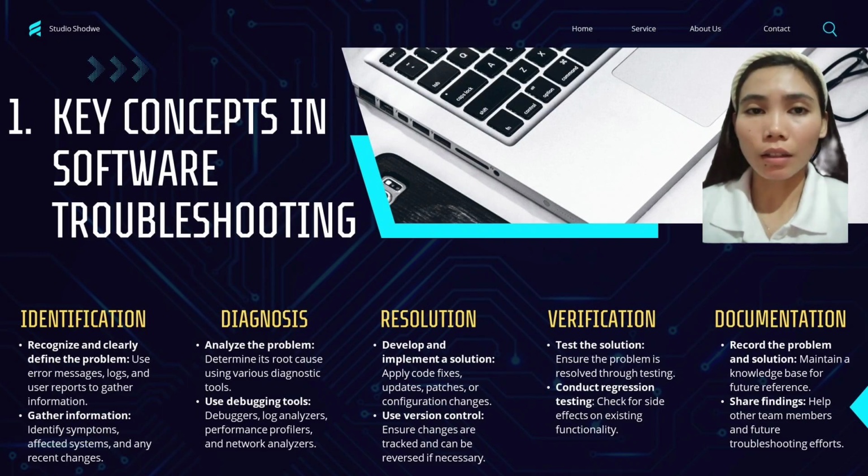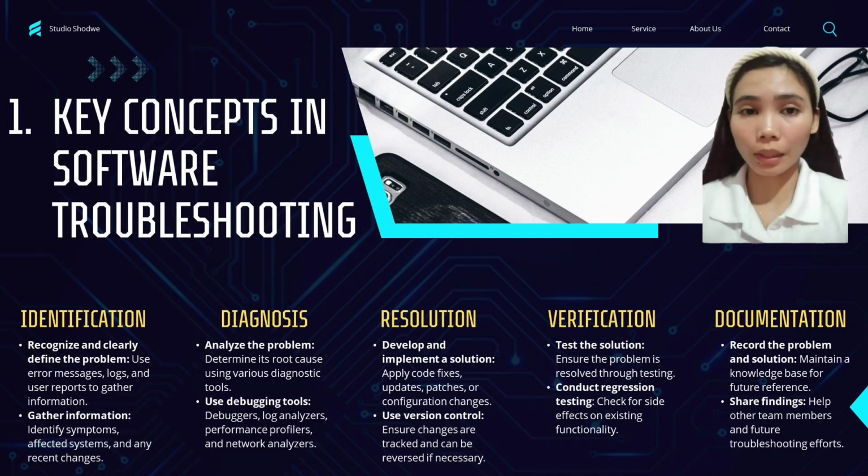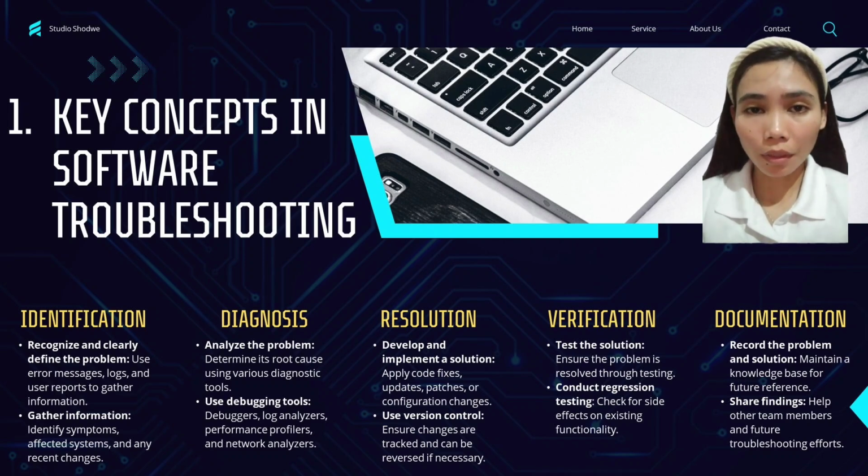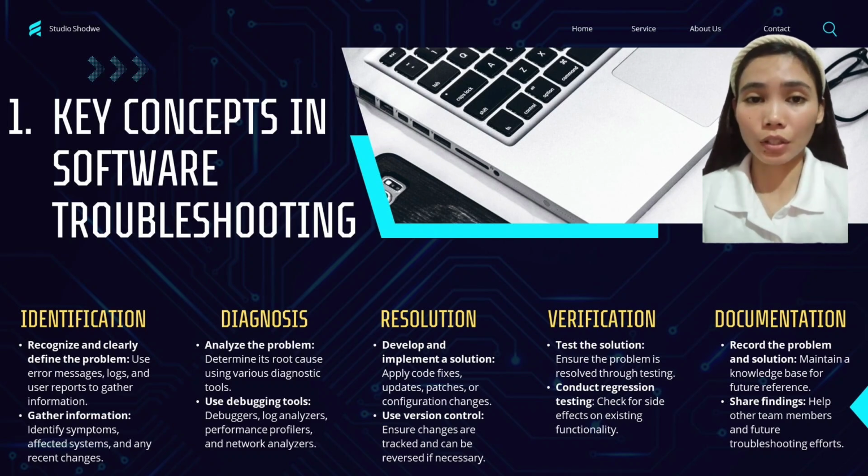So we have in here key concepts in software troubleshooting. First is identification. Under this, you recognize and clearly define the problem. Use error messages, logs, and user reports to gather information. Another is gathering information. You should identify symptoms, affected systems, and any recent changes.